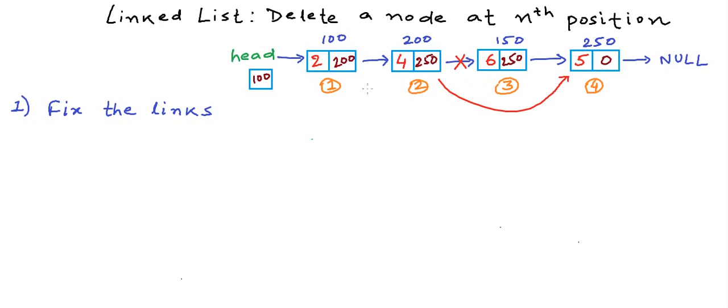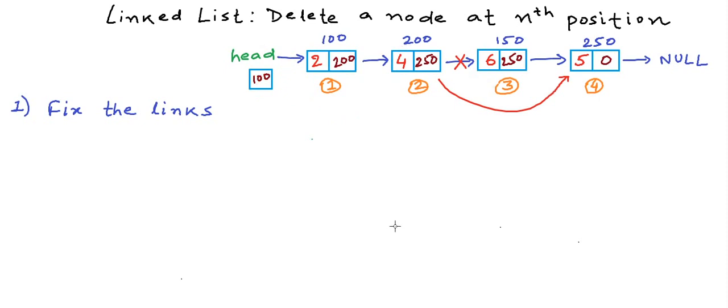There will be special cases, like we may want to delete the node at the first position, or the head itself. In that case we will have to point head to the second node. We will have to build this link. We will talk about all these special cases in our implementation. Let's first understand the logic.